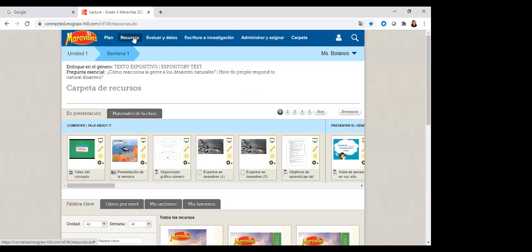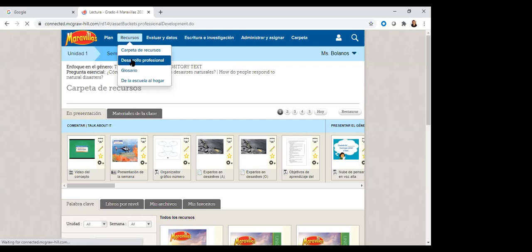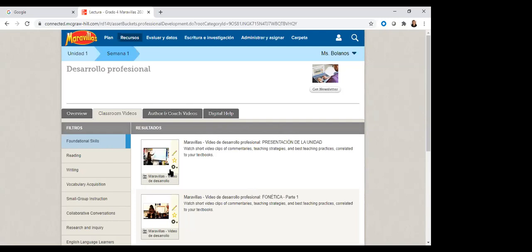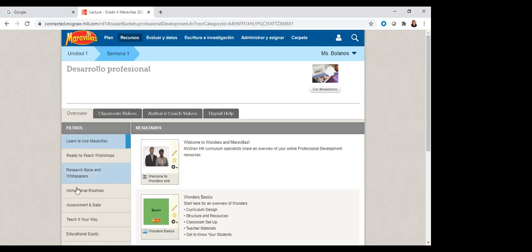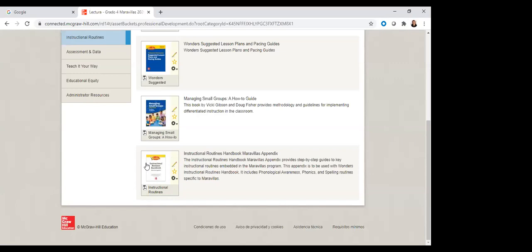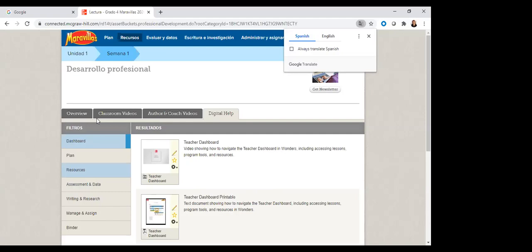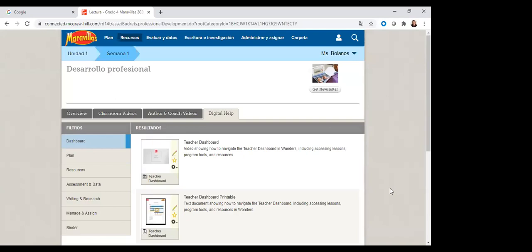A couple of things. Something else I want to take you to is Desarrollo Profesional. Aquí tienen classroom videos, right, for Maravillas. How to do that in the classroom. What does that look like in the classroom? The instructional routines. Aquí es donde van a encontrar el apéndice para Maravillas o las rutinas instruccionales. You're also going to find the classroom videos, digital help. So this digital help is going to kind of walk you through all of these tabs, but here you're going to have little videos and even downloadable PDFs to walk you through all of the functionality of the platform. All right, so I'm going to leave you with Desarrollo Profesional, super, super importante for you to be able to access.